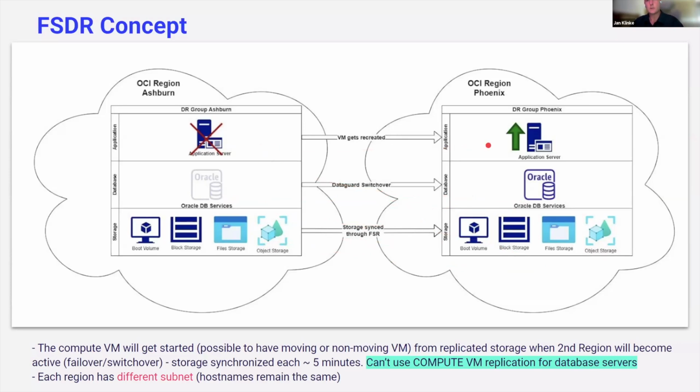When it comes to the application tier, you can have moving and non-moving instances. For non-moving instances, as I already said, there is nothing running in the standby region, and only in case of failover or switchover will Oracle start up the application virtual machines in the standby region. But you can also have an active application tier, with active VMs on both sides. That's also possible. The whole idea is that with FSDR, you're able to fail over or switch over your whole application stack to the standby region. And the best part is that it's fully automated. You don't have to do anything manually.